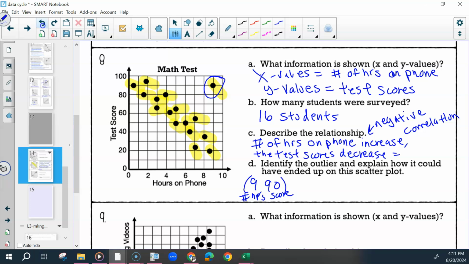So hopefully you have some more ideas as to how scatterplots work. And now we're going to, if you haven't already, get into some more scatterplots activities. And make sure you do your delta math.